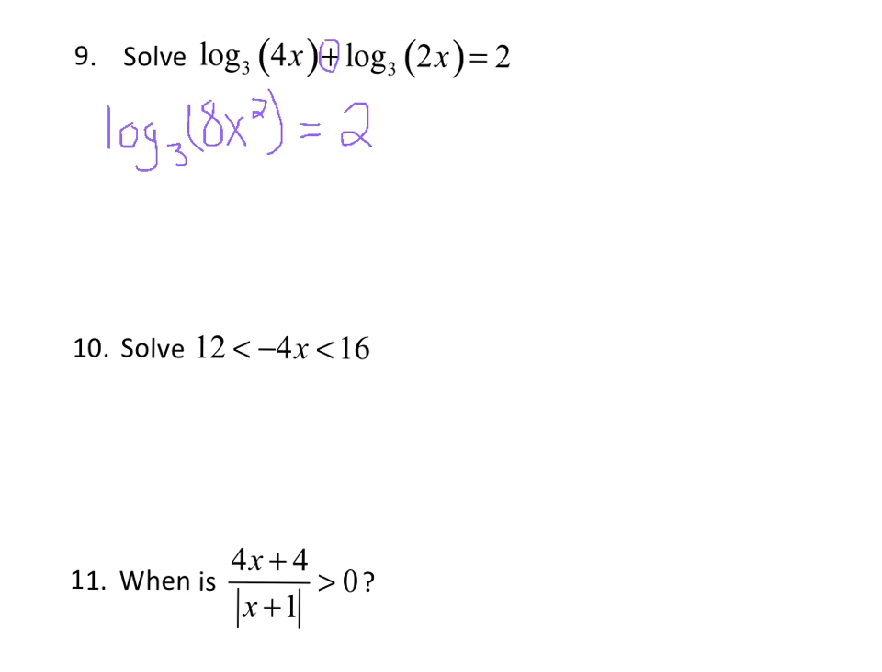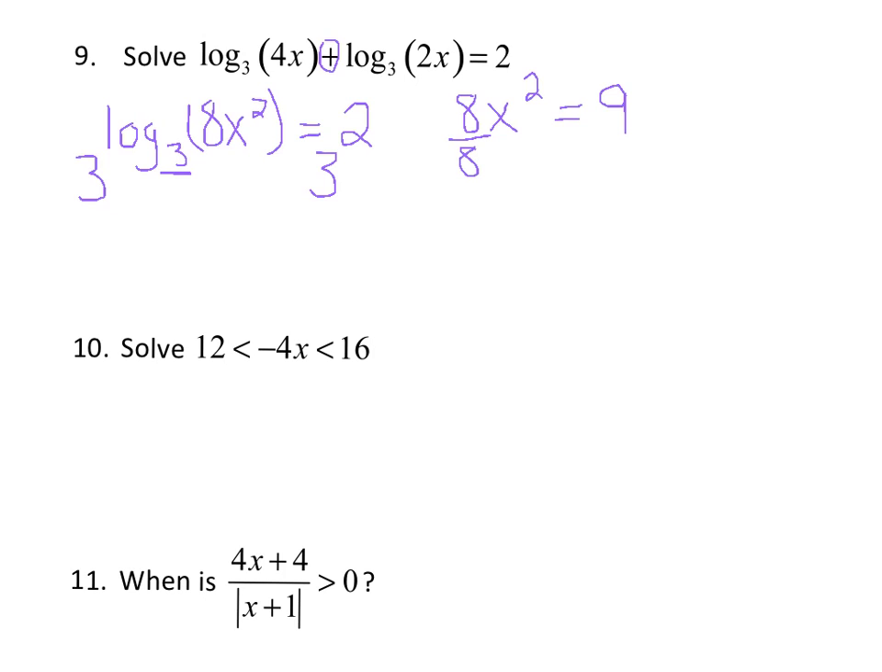So now we need to get rid of the logarithm, or do the inverse. And so to get rid of the log, we want to exponentiate both sides. And I always want to exponentiate with whatever the base of the logarithm is. So we need to exponentiate both sides with a base of 3. So that will give us that 8x squared equals 3 squared, which is 9. And now we just need to solve this problem.